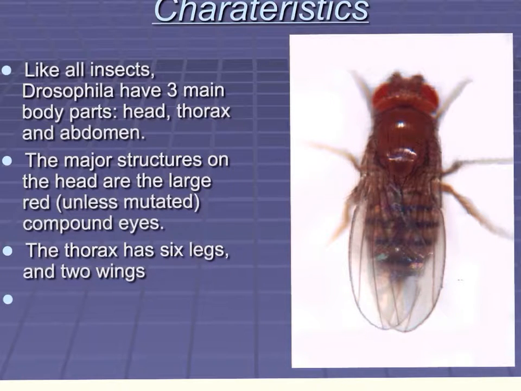The major structures on the head, we will see these red eyes. Now, this is very characteristic of wild type or non-mutations of the eyes. The thorax has the 6 legs, and it has 2 pairs of wings. We will be using some of the legs to help with identification between male and female.